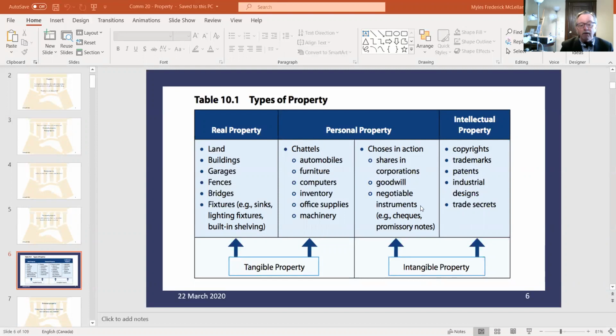And then we have, lastly, intellectual property, which is a form of personal property, and this deals with things like copyrights and trademarks, patents, and what have you. That is going to be the subject of the entire lecture next week, intellectual property.